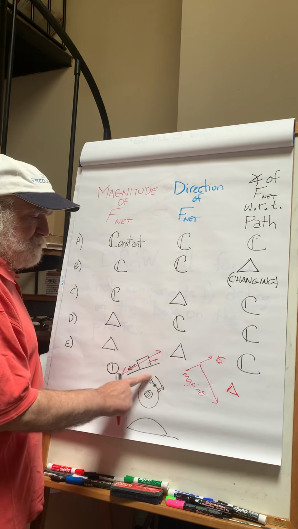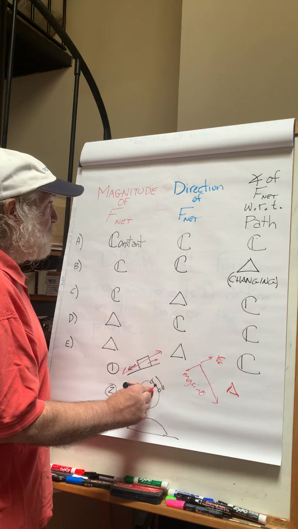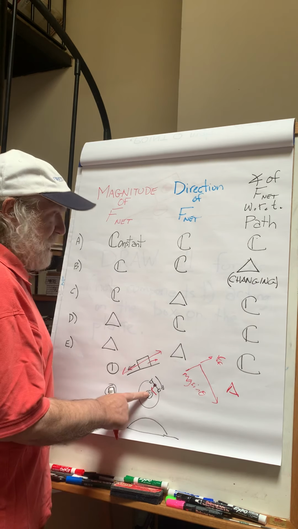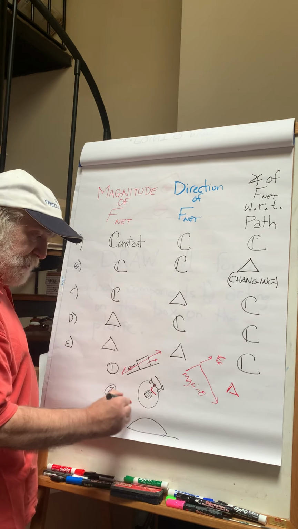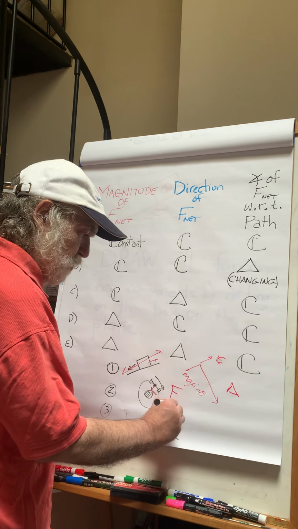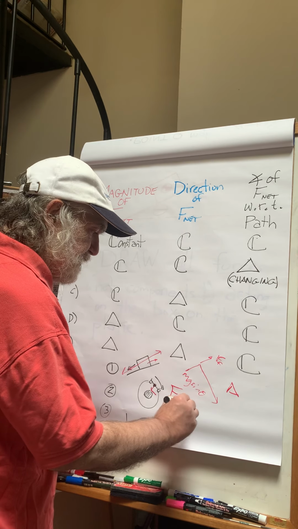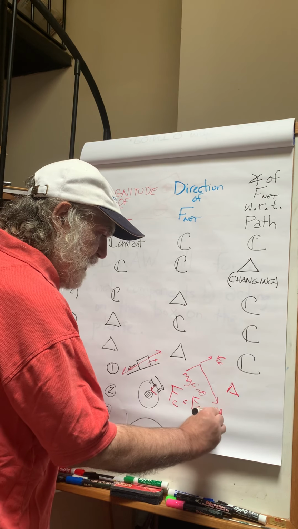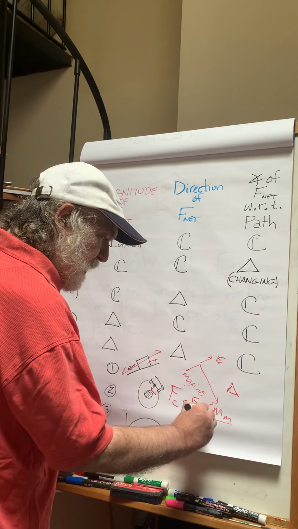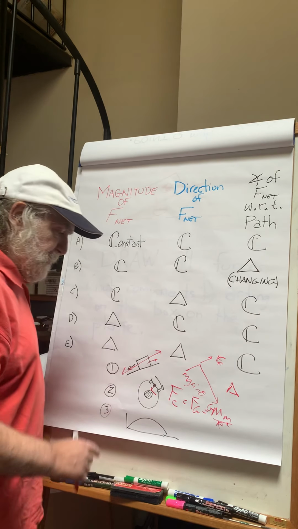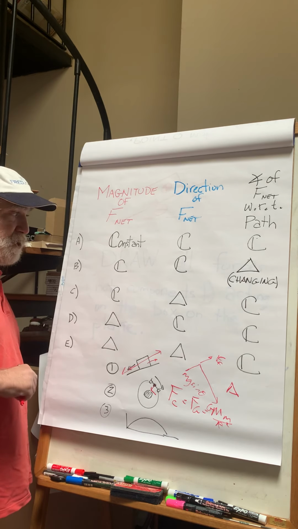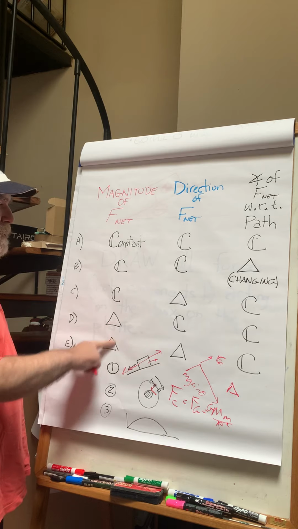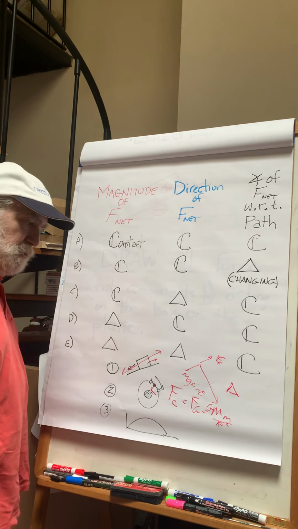For 2, we have an object with a centripetal force. So the F net acting remains constant. F centripetal is constant. It's the force of gravity, which is G m1 m2 over r squared. So the magnitude of F net doesn't change. It's going to remain constant, which eliminates these and brings us to these 3.